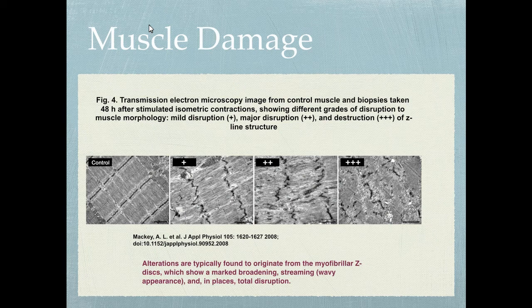So this is a really good depiction here. We're looking at control muscle there. You see clear alignment of the Z lines. Here we have moderate damage. The Z lines are essentially streaming or zigzagging. Here we have extreme damage, complete disarray of the fiber, and here we really have destruction of the sarcomere itself, in which that sarcomere will likely be lost.